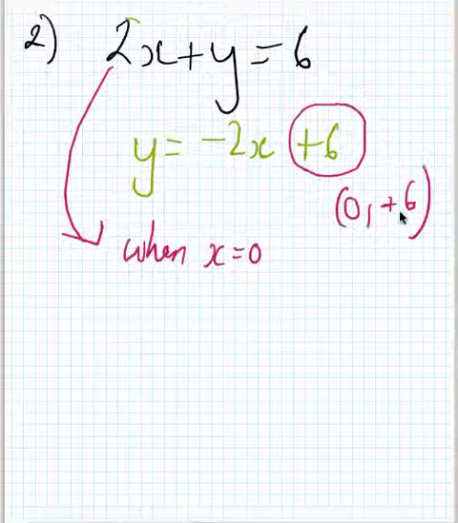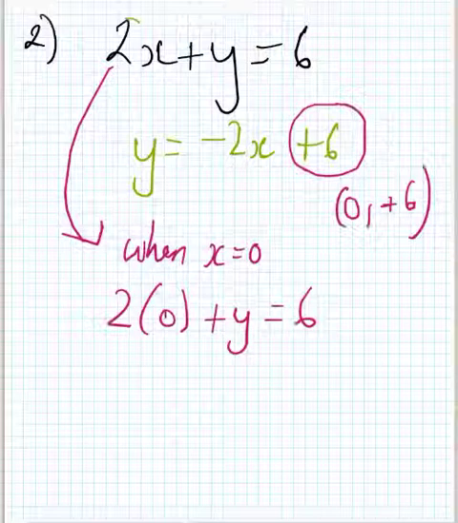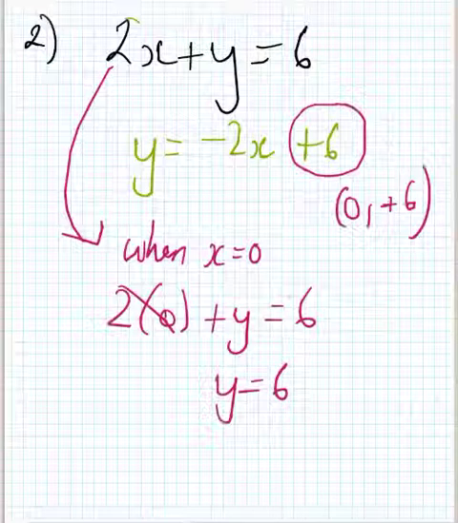Now, I know we've already found our y-intercept, but we are just making sure we can still use this equation. So when x is 0, we've got 2 times 0 plus y equals 6. Well, 2 times 0 is 0, and we're left with y equals 6. And see how it's our y-intercept still? So we didn't have to rearrange it. We can still find our y-intercept just by making x equals 0. Okay, now let's find the other intercept.